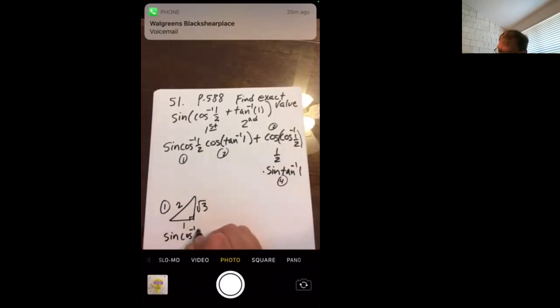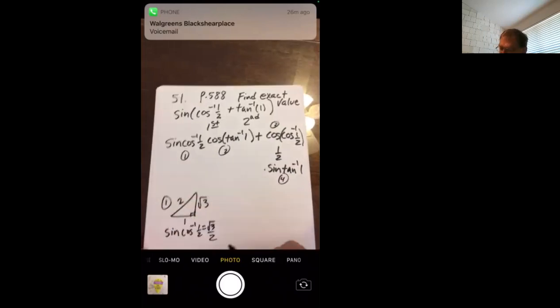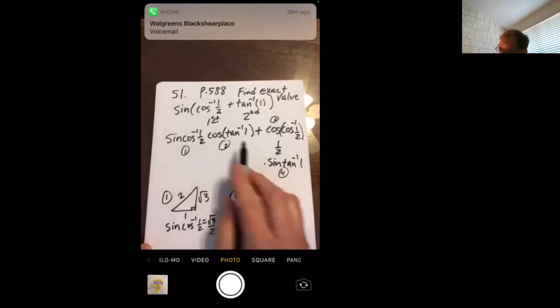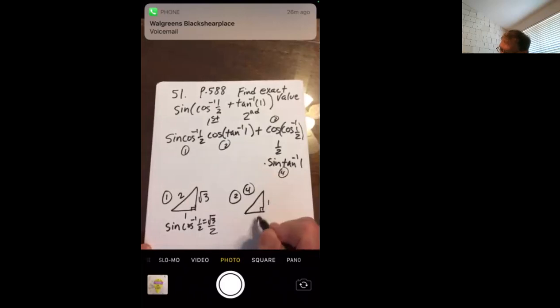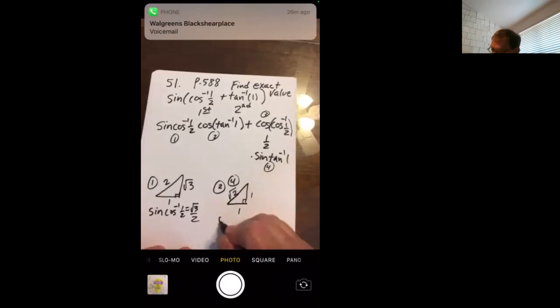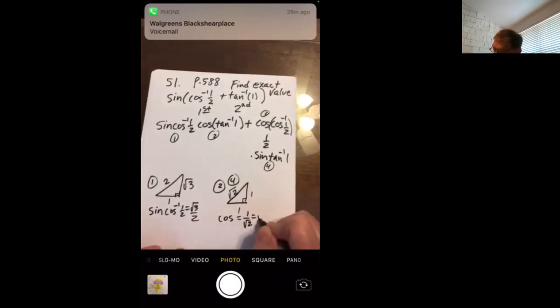Our cosine of a half would be square root of 3 over 2, opposite over hypotenuse. Piece 2 and piece 4. You can notice the arctangent of 1, so that means you're getting 1, 1, and this would be the square root of 2. So cosine is equal to 1 over root 2, which is going to be root 2 over 2.